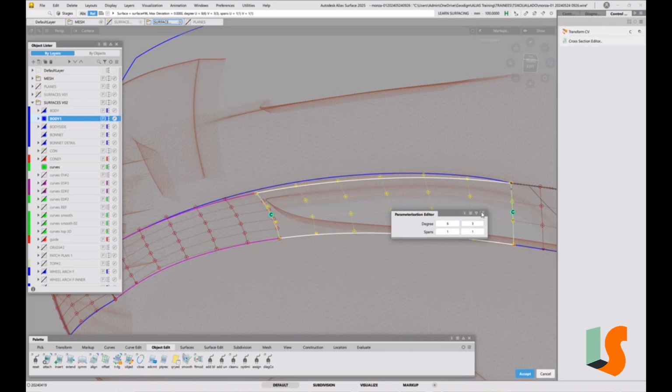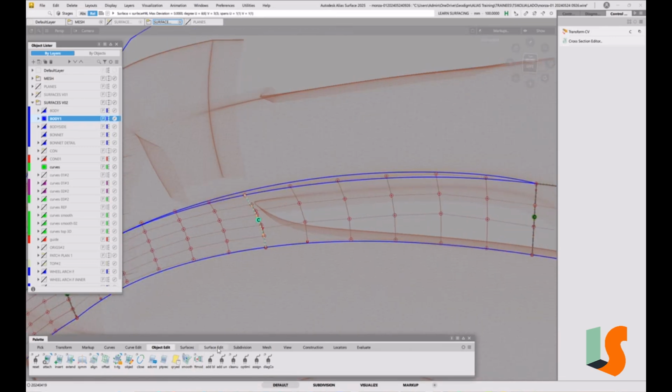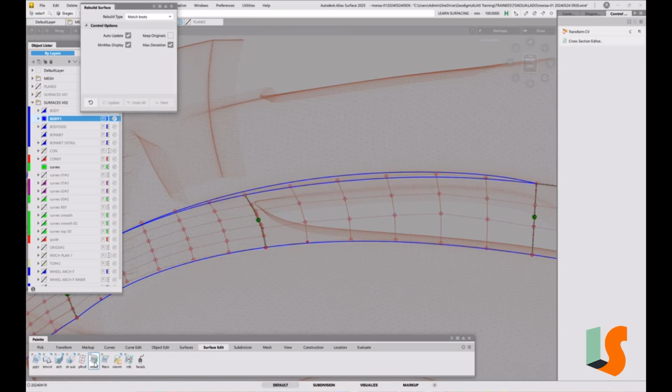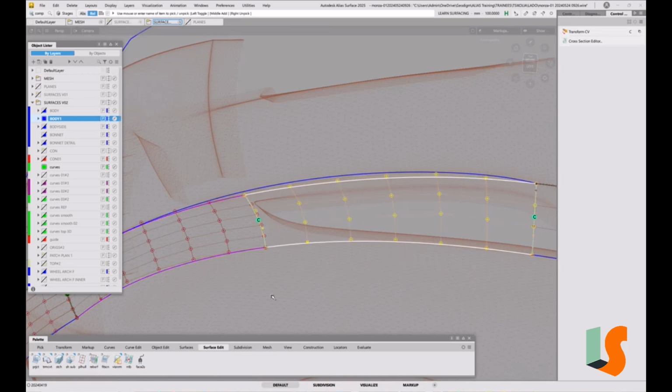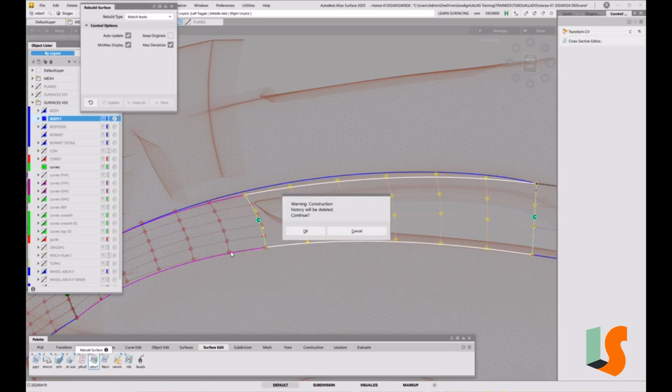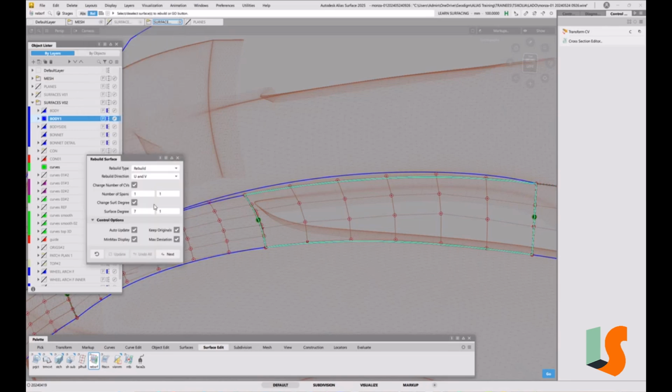Let's do that. Rather than doing that, there's a function called rebuild surface. So we normally pick that surface and then just drop the degree. That's what I've been doing a lot of. But if you wanted to rebuild that and keep the original and just compare the new one with the old one, this is a way of doing it. So you can go into rebuild and then we can modify the degree and the number of spans.